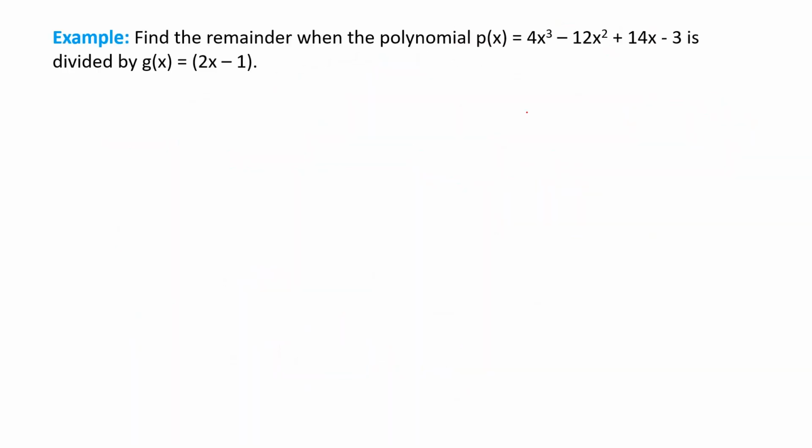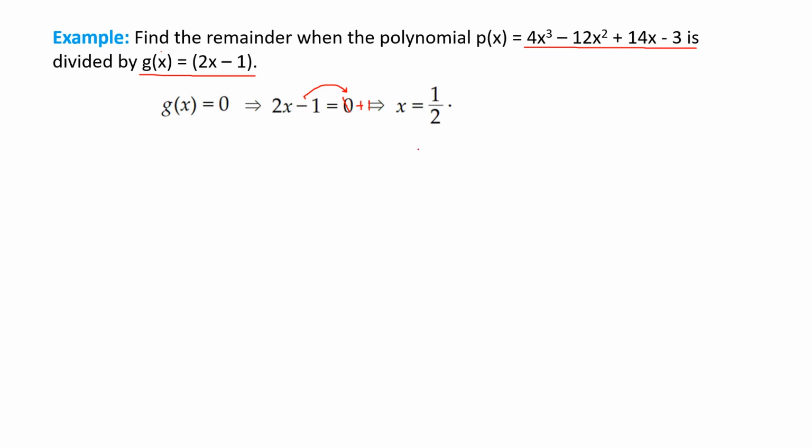Find the remainder when the polynomial p of x is equals to 4x cube minus 12x square plus 14x minus 3 is divided by g of x is equals to 2x minus 1. So what is the first step? What we will do? Equate g of x with 0. Okay, that is 2x minus 1 is equals to 0. If you shift minus 1 to this side, it will become plus 1. Okay, fine. So what is the value of x? 1 by 2. Very good. 1 by 2.